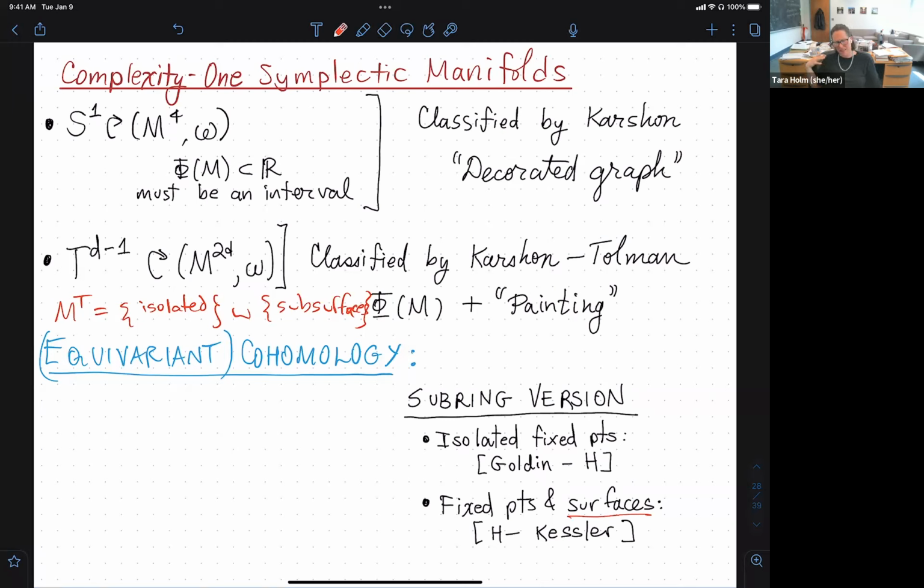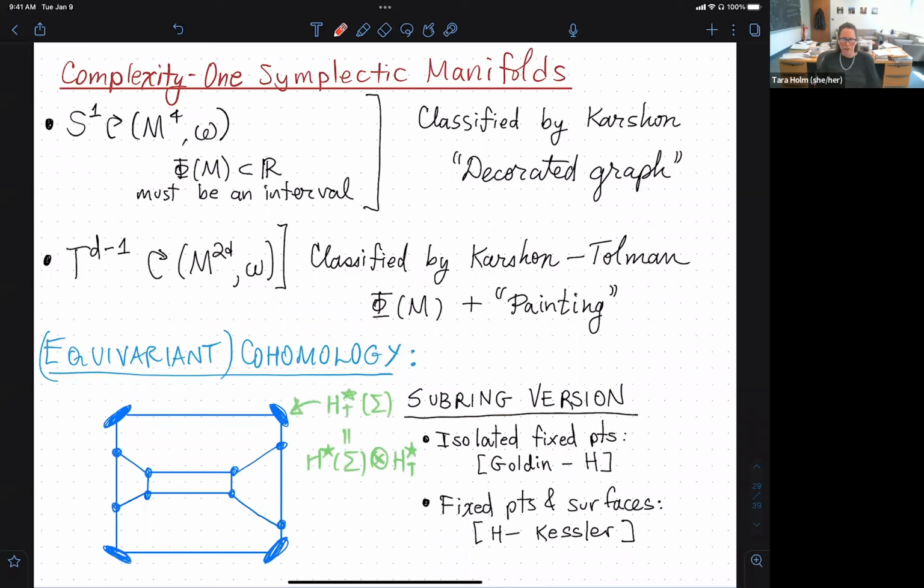So I said in the title of the talk, I talked about four manifolds, but this subring version works for general T^(d-1) acting on M^(2d). So this is in the general case. And I'm not going to give the details, I don't think, but suffice it to say that this is the subring side. And the proof of this is soft. The proof uses the moment map, basically.